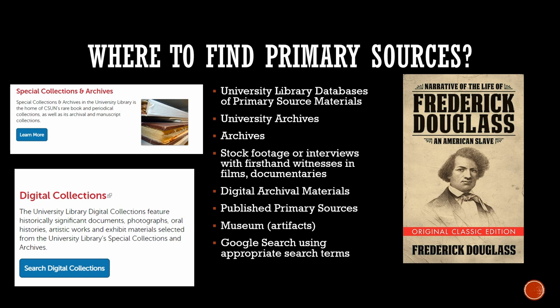Other things to look out for is that sometimes university libraries might have digital collections of whatever documents they have in-house. So let's say you wanted to do research but you don't want to go to campus, maybe you could search their digital collections. For example, this is from Cal State Northridge's webpage. Here they describe digital collections that they have, including documents, photographs, oral histories, etc.